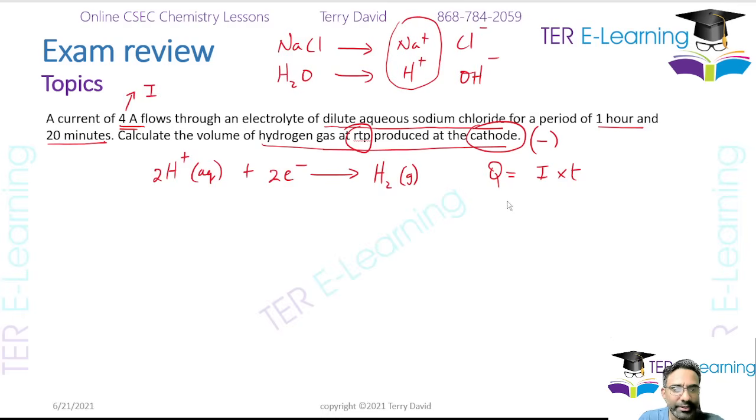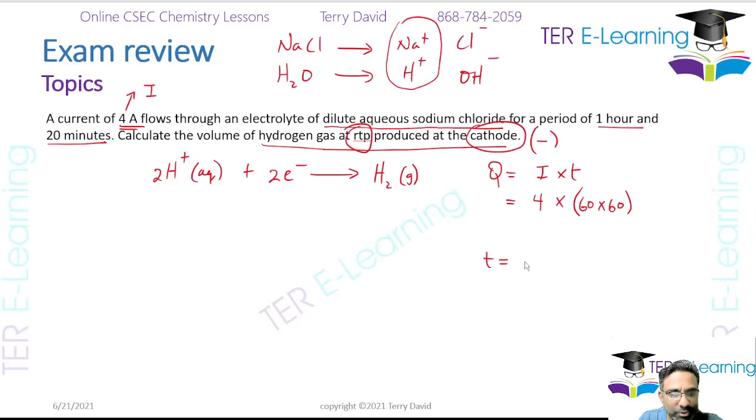So here's what's happening. Your current is going to be 4 amps multiplied by your time. You have to be careful with the time. The time is 1 hour and 20 minutes. 1 hour is actually 60 multiplied by 60, which is the 1 hour in seconds. But we also have to add, you know what, let me work this out up here.